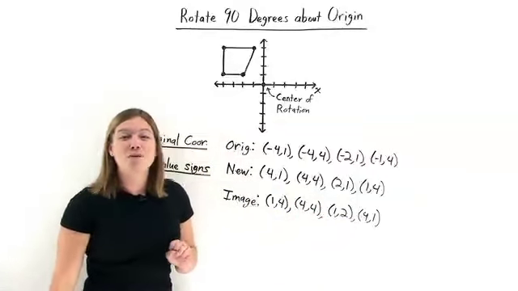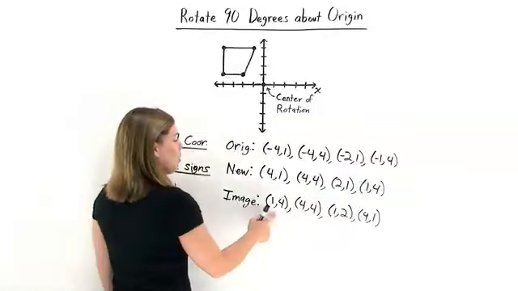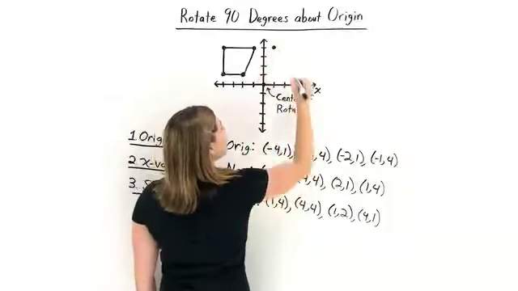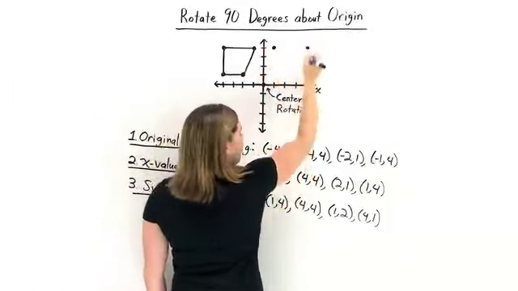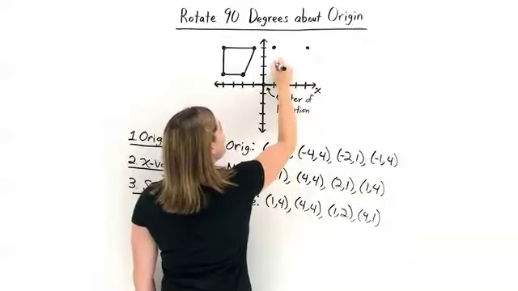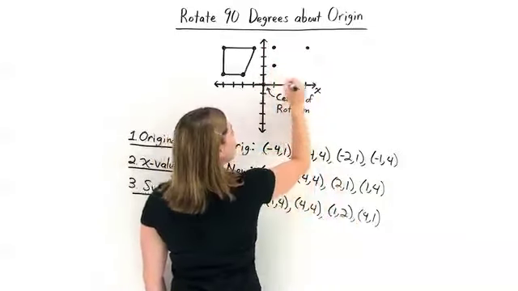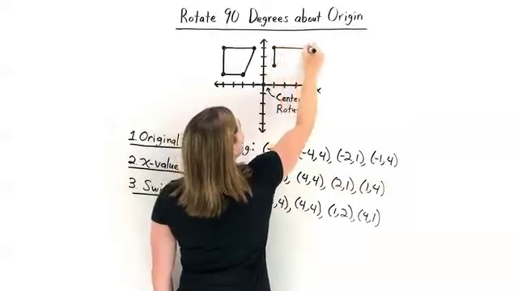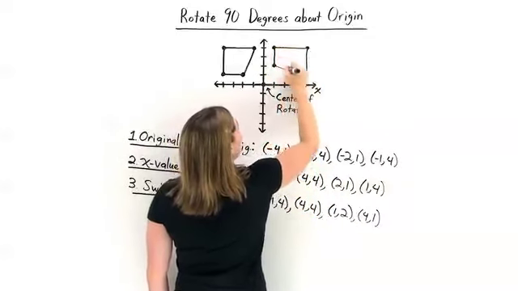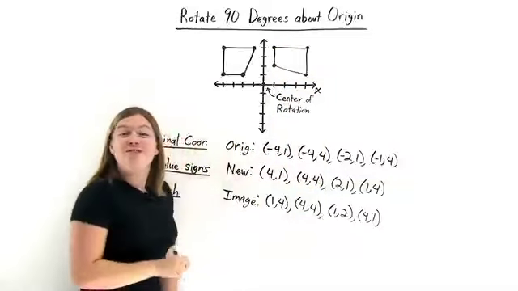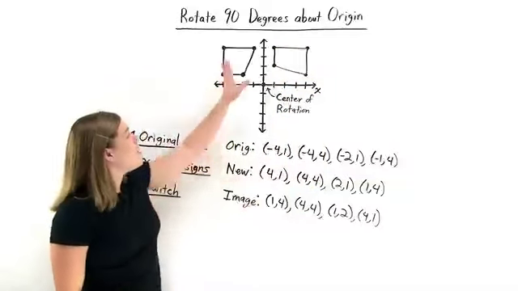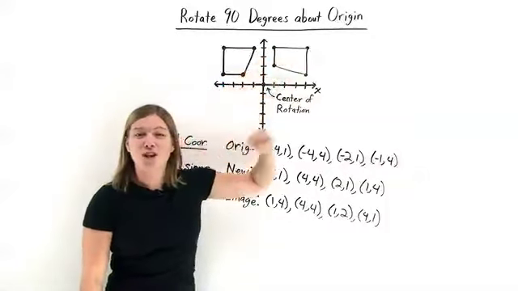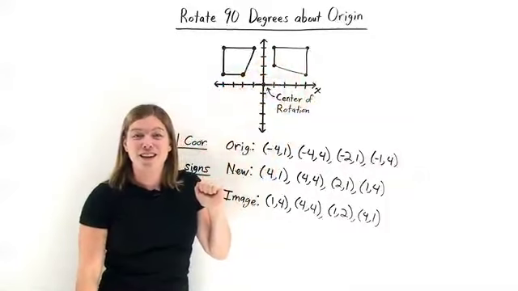So let's take these ordered pairs and plot them. We have the ordered pair (1, 4), then the ordered pair (4, 4), the ordered pair (1, 2), and the ordered pair (4, 1). Now look at what we get when we connect these points. We get our new figure, our image. Here we took this figure and rotated it 90 degrees clockwise around the origin and got this new image.